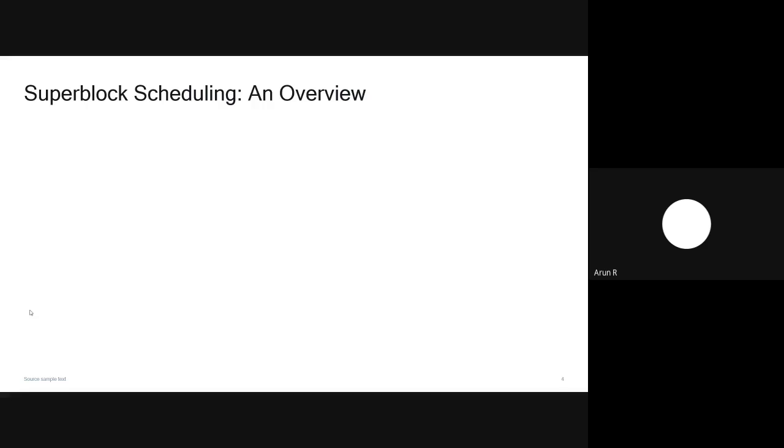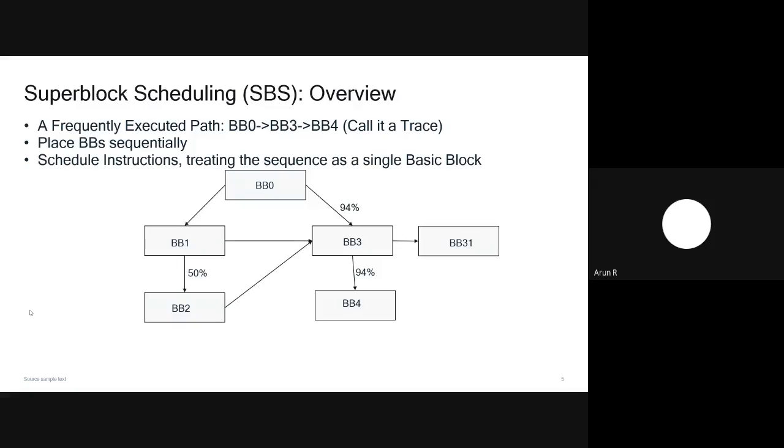Okay, so what does Superblock scheduling have to offer? Before that, we'll go with some terminology. In this control flow graph, can someone tell me which is the most frequently taken path in this control flow graph? In this graph, edges are annotated with, for instance, we have a nine.